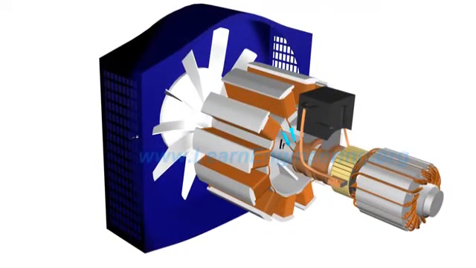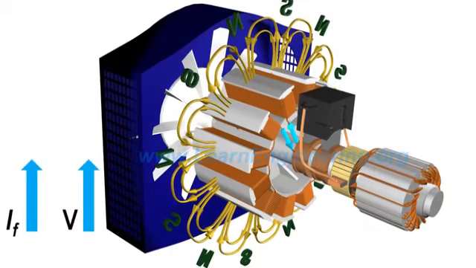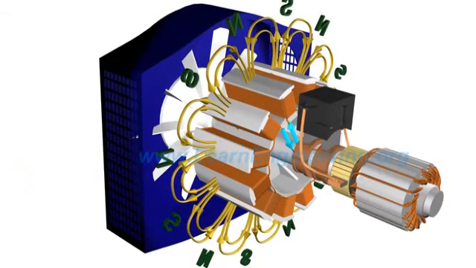If terminal voltage is below the desired limit, the AVR increases the field current, and thus the field strength. This will result in an increase in terminal voltage. If terminal voltage is high, the reverse is done.